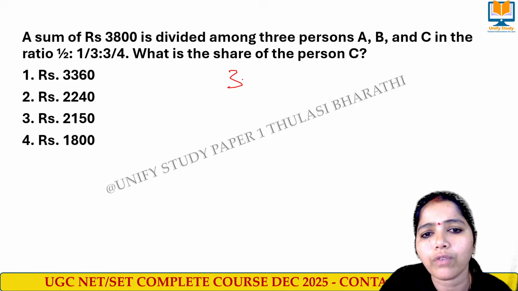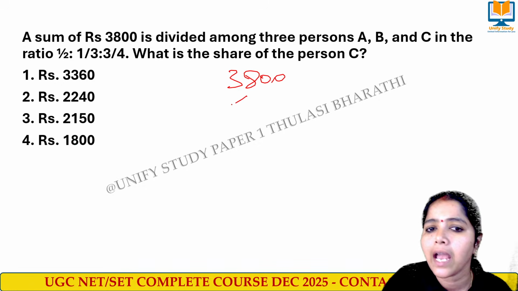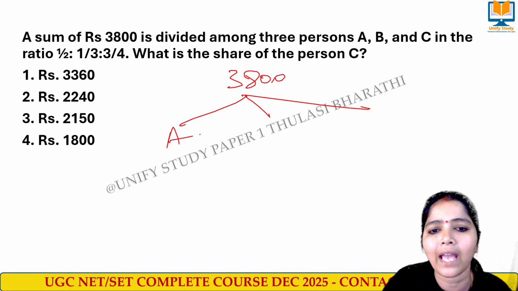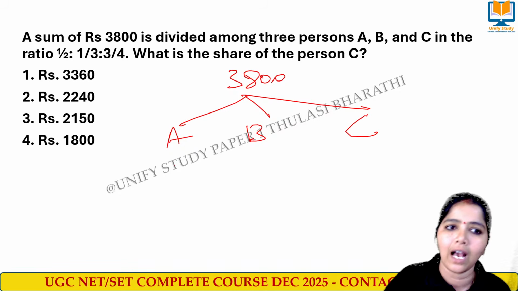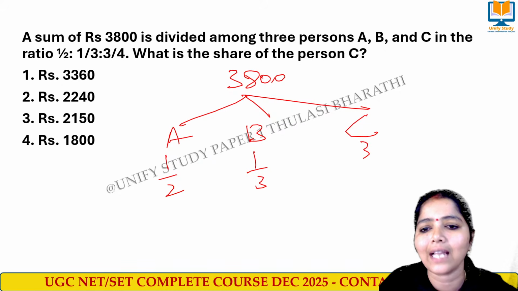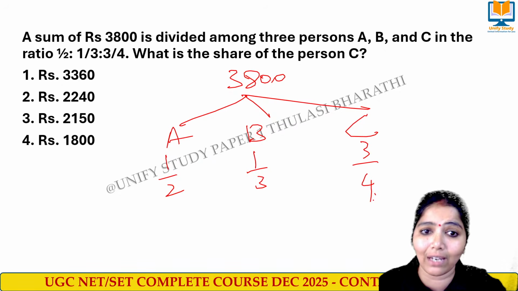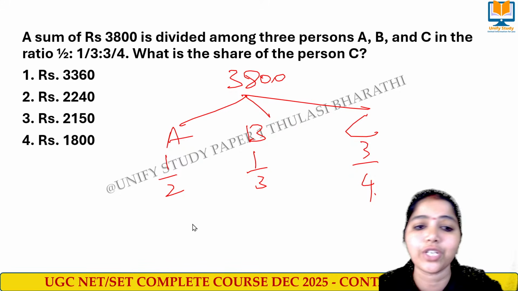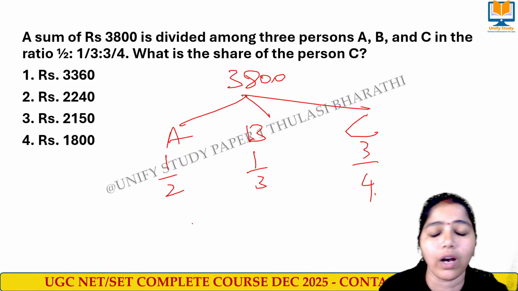Now we are going to do with the proportion. So there is an amount of rupees 3,800. It is going to be divided among A, B and C in the ratio of 1/2, 1/3 and 3/4. We have to calculate the share which is being given to C. Ma'am, how to do it? It is given in ratio, fraction.